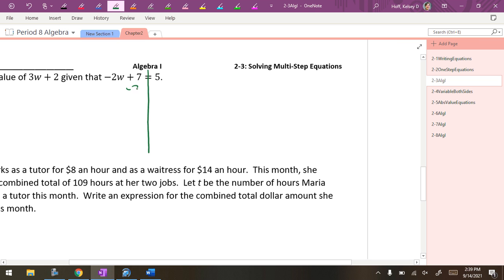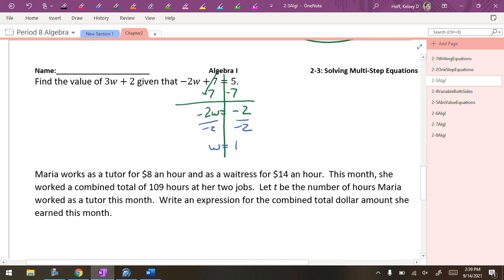Subtract 7 from both sides. Negative 2w equals negative 2. Then divide both sides by negative 2. W equals 1. Is that my answer?